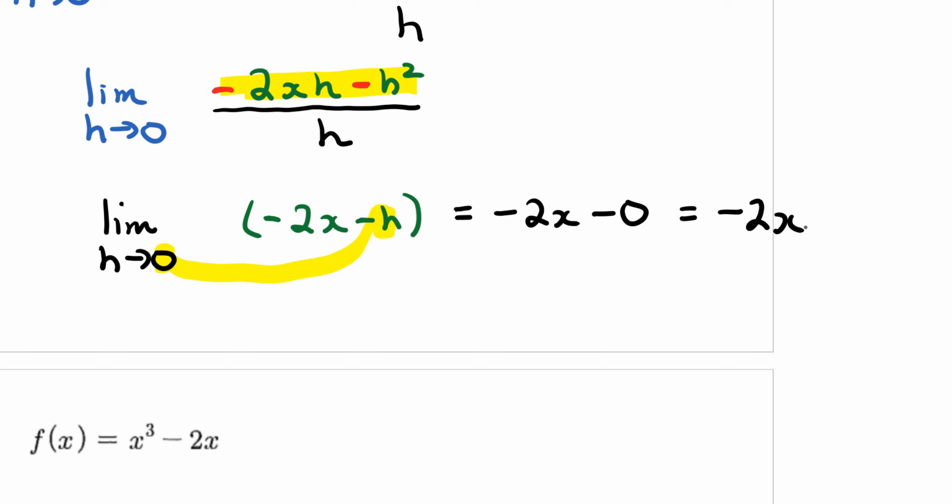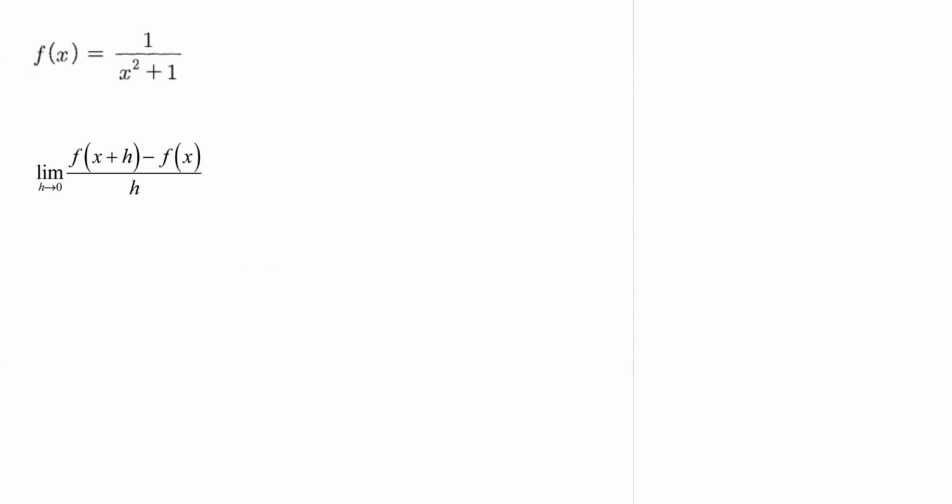And that right there is the answer to the first question, -2x. So now I have a rational function here. Once again, I need to deal with this f of x plus h, and all that means is that whenever you have an x, the original function in x gets replaced with x plus h. Alright, so let's go ahead and apply the limit statement here.